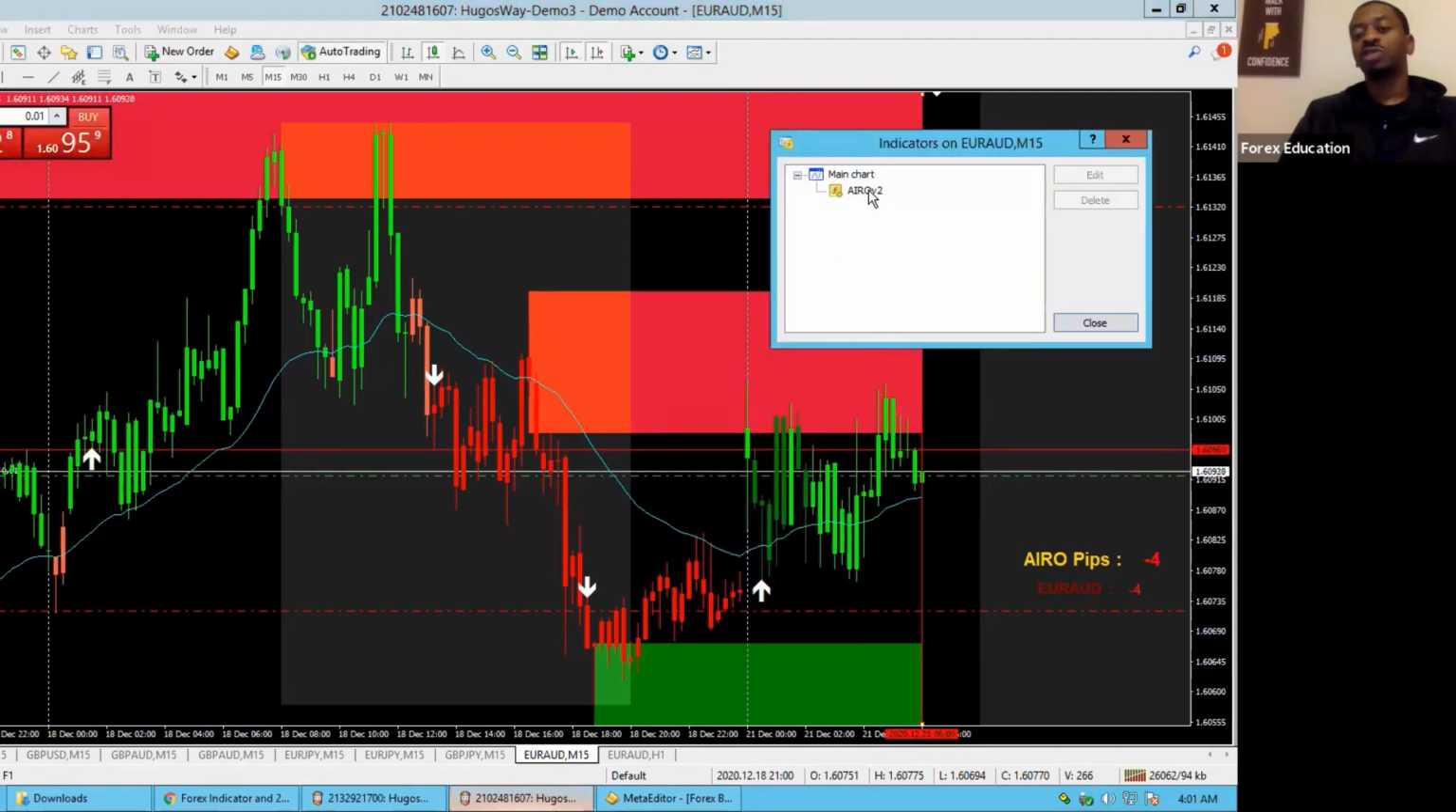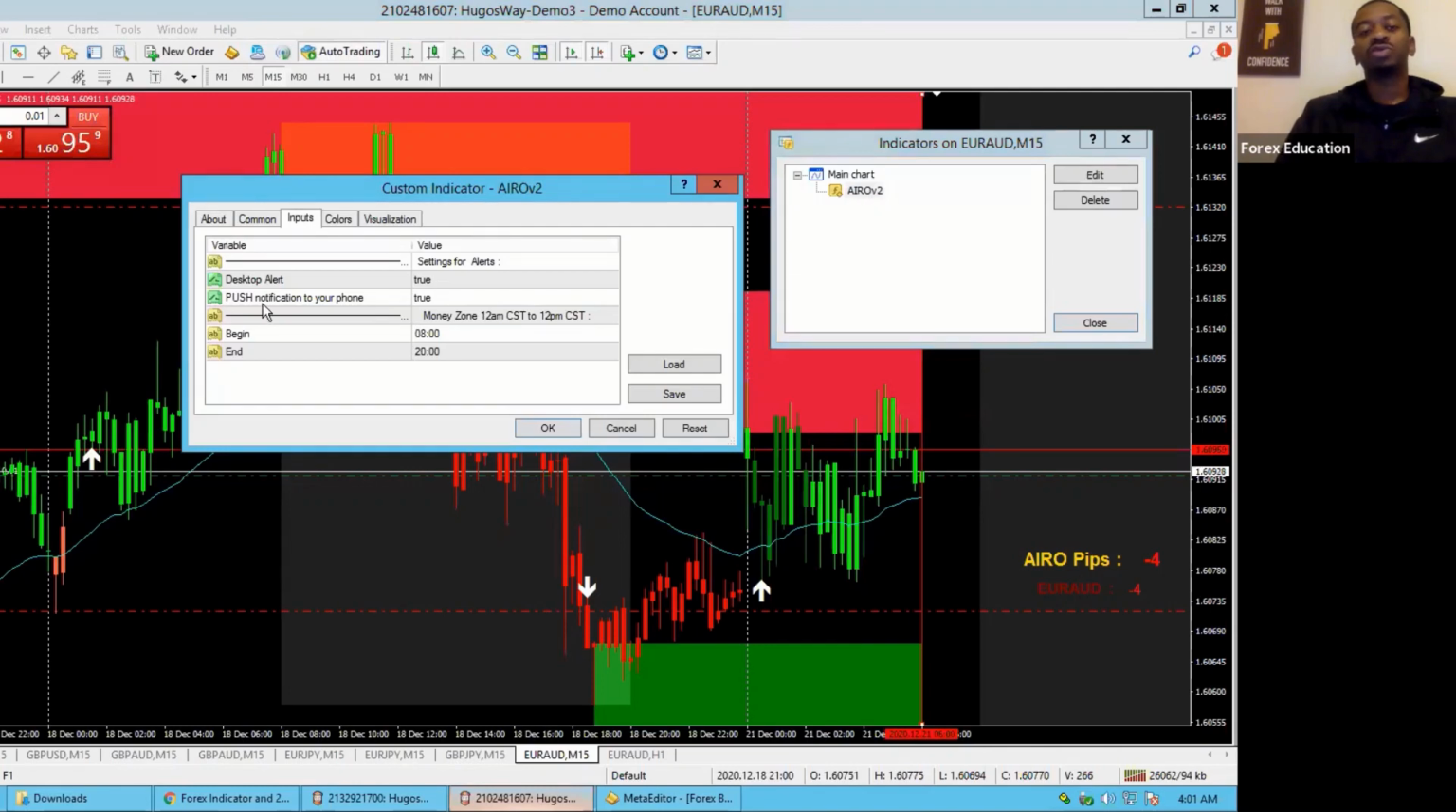You'll see AIRO V2. Double click AIRO V2, come back to inputs, and begin 0800 for me, based on the server time. If you use Hugo's way, 0800 should be your broker's server start time, and then 12 hours later is 2000 in military time. It tells you right here, money zone should be from 12 a.m. Central to 12 p.m. Central. That is what 12 a.m. and 12 p.m. Central look like for my broker.